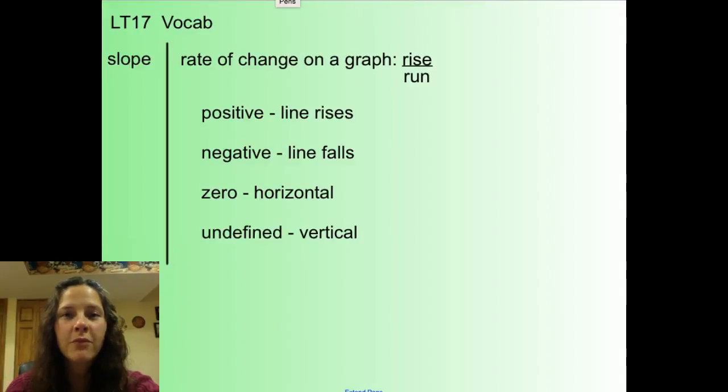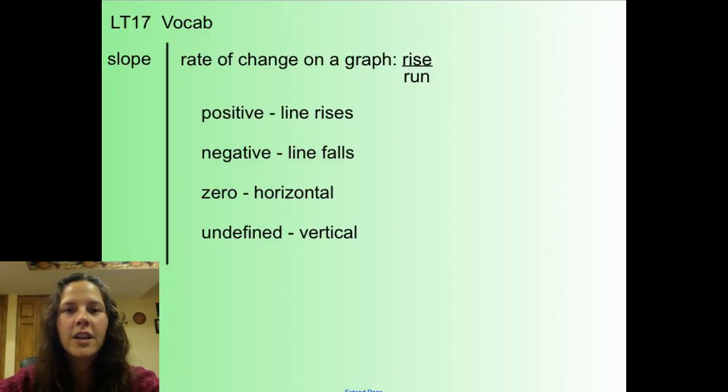A specific type of rate of change is called a slope, and slope is the rate of change that we look for when we're looking at a graph. So one way to determine the slope of a graph is to count rise over run. So think about what we learned about rate of change. Rate of change is change in y over change in x. And think about when you graph y, you're graphing vertically up and down. That would be the rise. And when you graph x, you're graphing side to side. That would be the run.